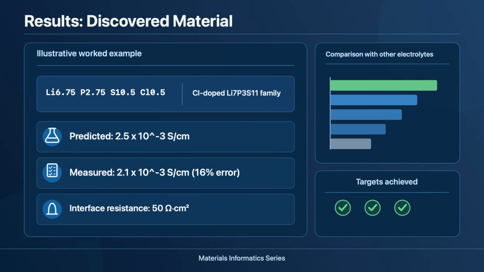The optimization discovered a modified lithium phosphorus sulfide composition with chlorine doping. This material achieves excellent ionic conductivity. Experimental synthesis and measurement confirmed the predictions were accurate, with good agreement between predicted and measured values. Crucially, chlorine doping improved air stability. Interfacial resistance with lithium metal meets practical targets for device applications.